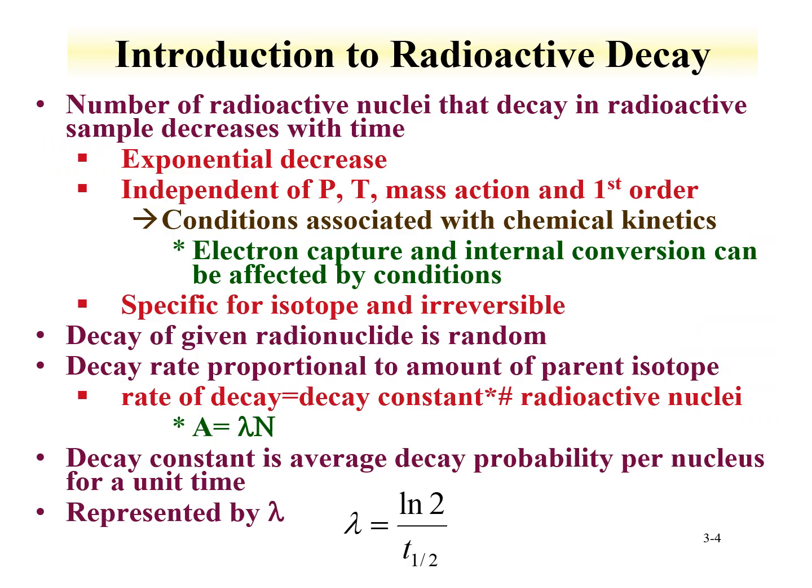As an introduction to radioactive decay, let's talk about some of the basic concepts. The number of radioactive nuclei that decay in a radioactive sample decreases with time. So over time, we start off with the number of radioactive nuclei. As they decay, they may decay to other radioactive nuclei, but eventually there is a change from something that's radioactive to non-radioactive. And for a given decay, where a radioactive isotope decays to something non-radioactive, we see an exponential decrease, that first law relationship that we saw on the previous slides. We also see that this radioactive decay is independent of pressure, temperature, and mass action, and it's first order. So in other words, the conditions are pretty well defined. Unlike chemical kinetics, this decay kinetics is really a first order decay.